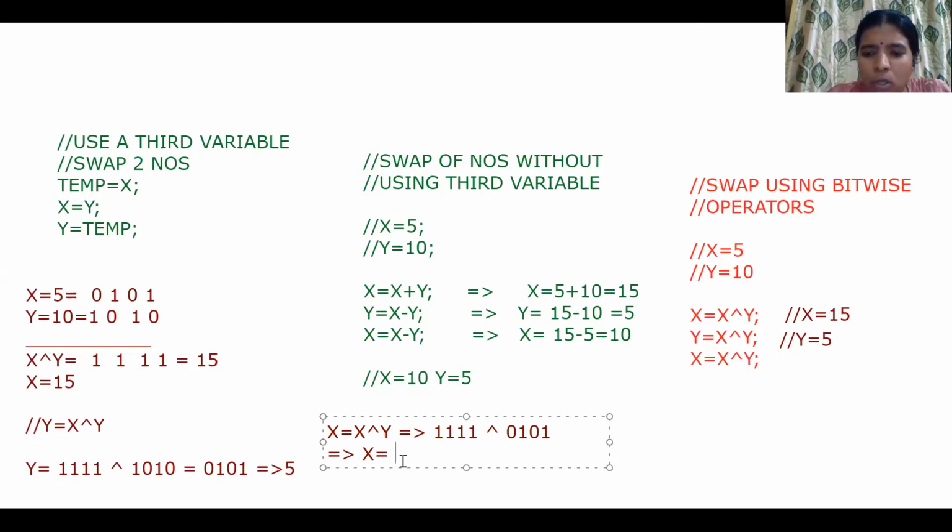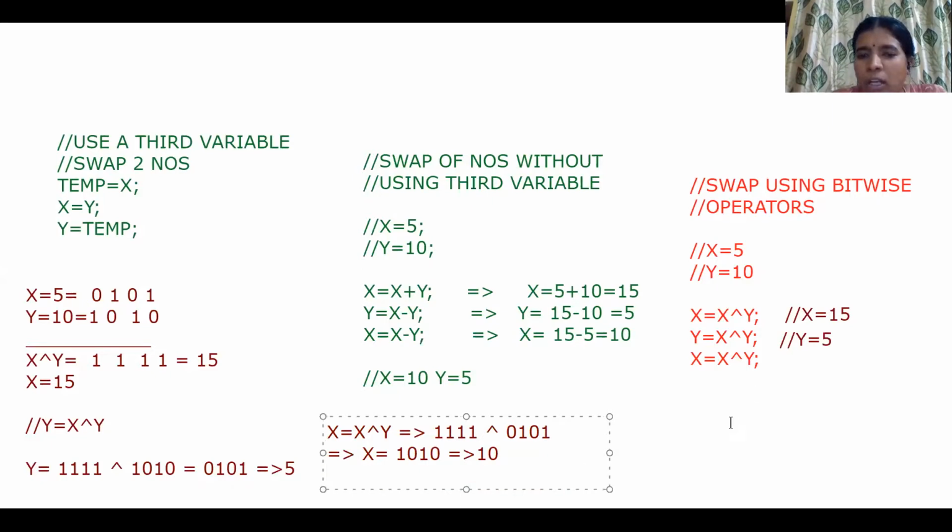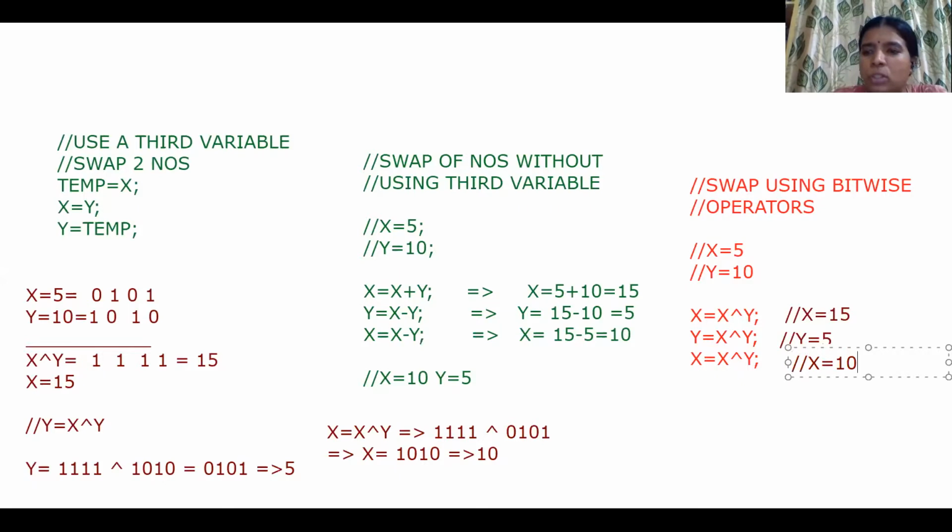1 xor 0? 1. Next, 1 xor 0, 1. 1 xor 1? 0. 1 xor 0? 1. 1 xor 1? 0. So what is 1, 0, 1, 0? Go back and check. 1, 0, 1, 0 is clearly nothing but 10. So therefore, at the end of this operation, x got back 10.